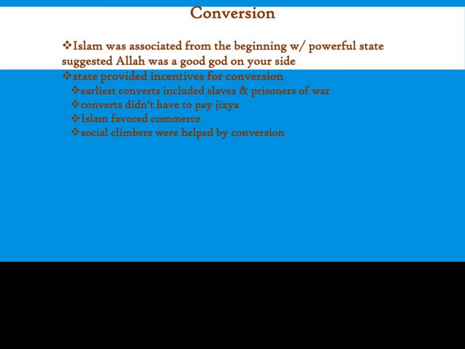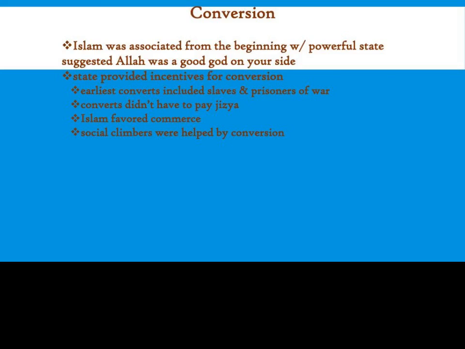Islam favored commerce. They obviously had, like we talked about earlier, economic reasons for expanding. And the social climbers were helped by conversion. And while there were obviously many people drawn to Islam for spiritual or even psychological reasons, a large number went through a social conversion. They basically just shifted from one community to another.